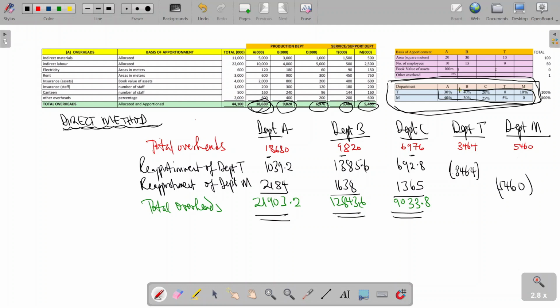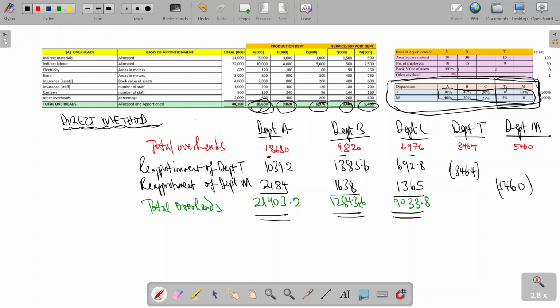For Department A, it uses 30% of Department T, B uses 40% of Department T, and C uses 20% of Department T services, as well as M uses 10% of Department T services. When you come to Department M, A uses 40%, B uses 30%, C uses 25%, and T uses 5% of Department M services. Under the direct method, these departments are not going to benefit from each other. So we are going to share their cost straight away to the production departments.